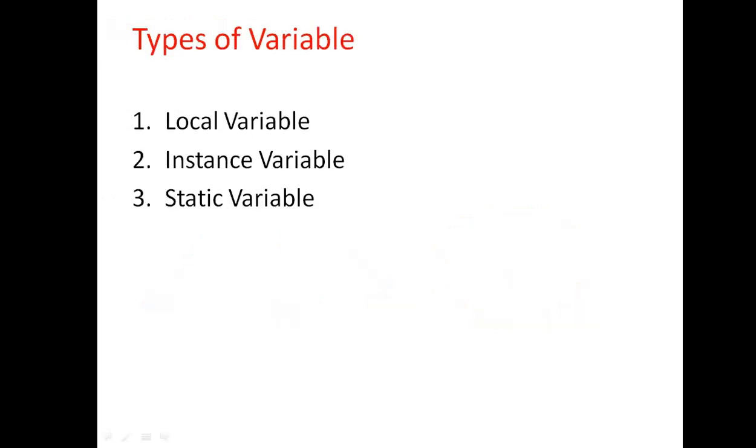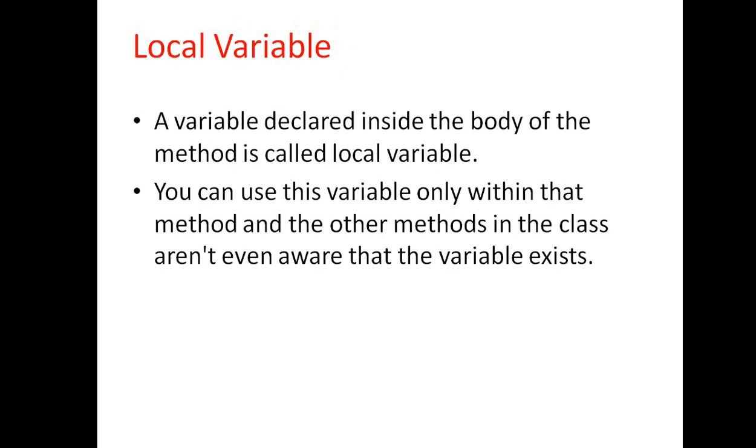Okay, so there are three types of variables in Java: local variable, instance variable, and static variable. So let's start with the local variable. A variable declared inside the body of the method is called local variable. You can use this variable only within that method, and the other methods in the class are not even aware that the variable exists. So let's understand with the example.